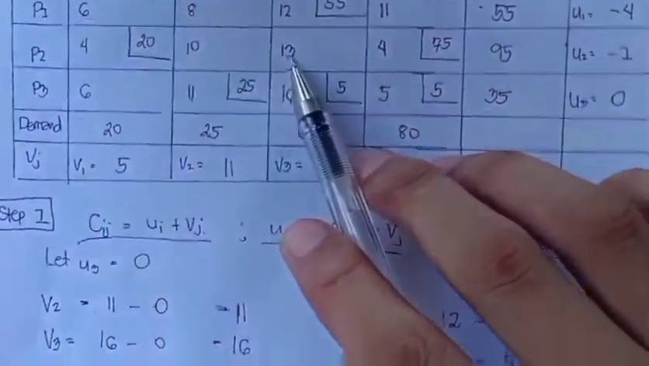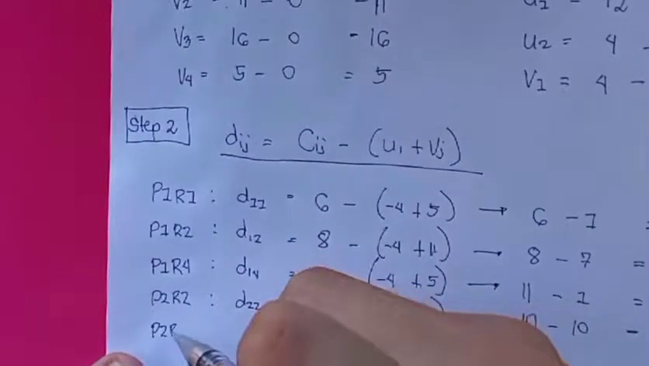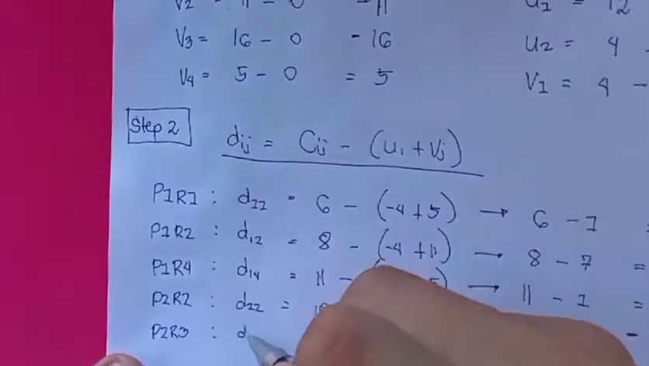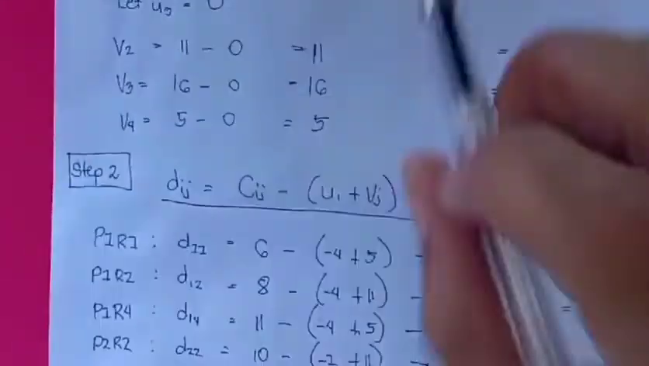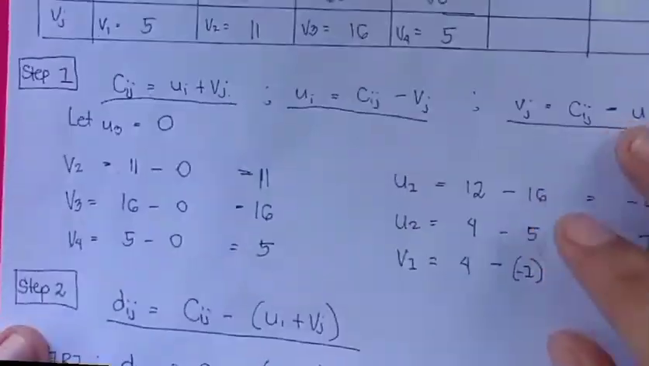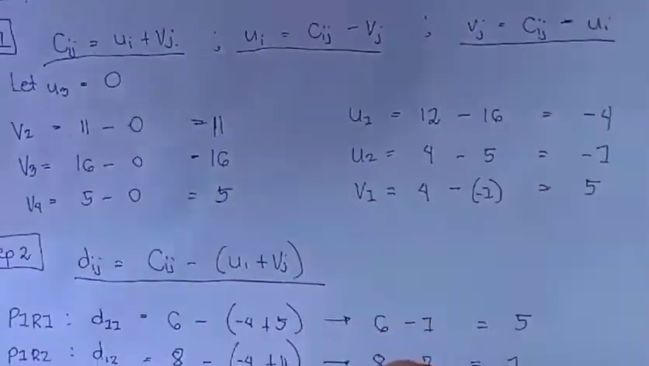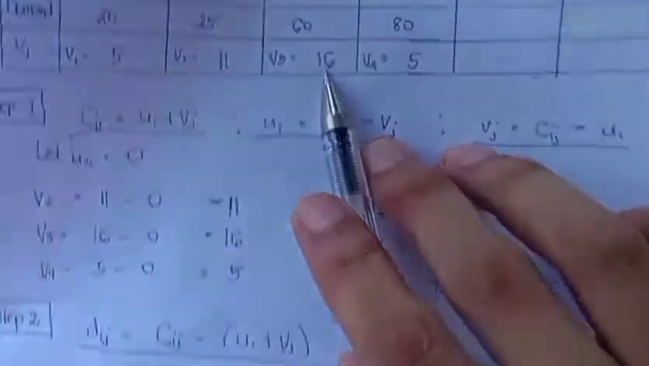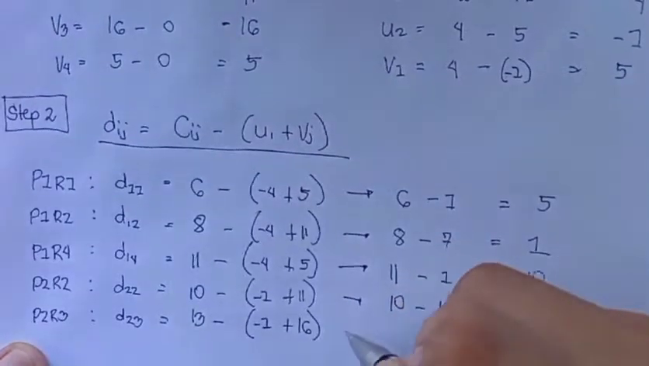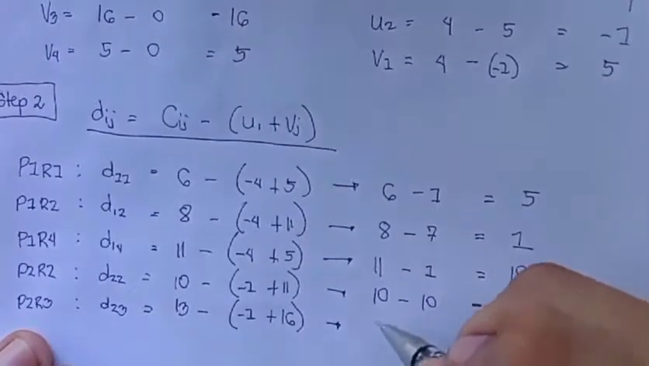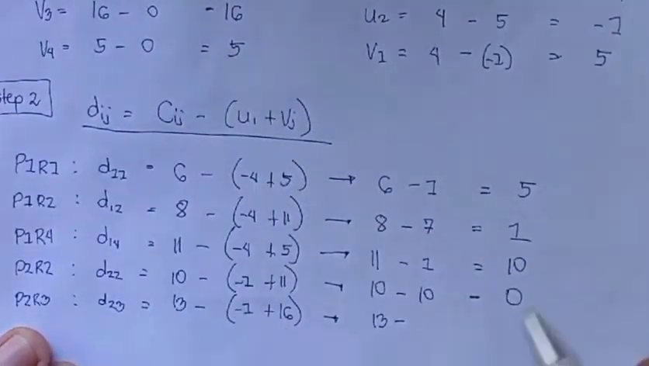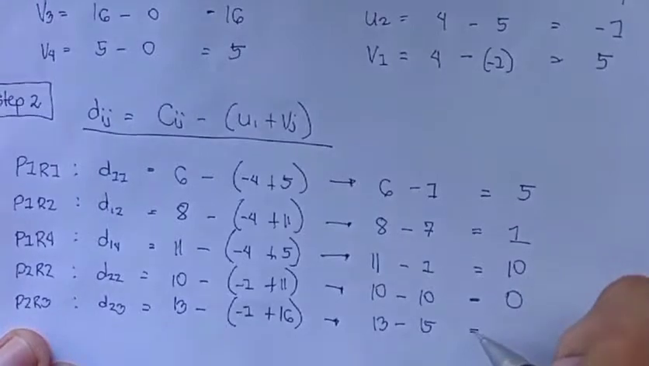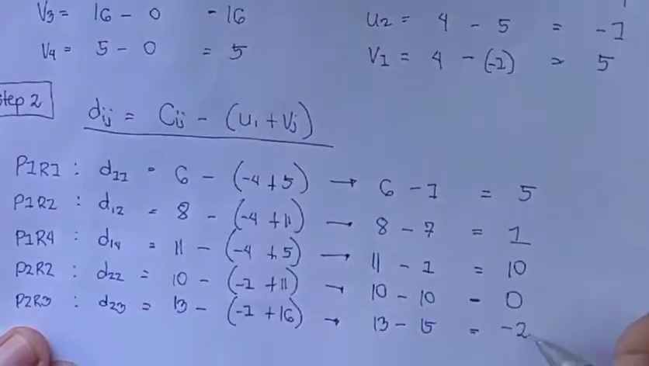Next, unoccupied cells here in P2R3, known as D23, is equal to the Cij, which is 13, minus our Ui, which is negative 1, plus our Vj, which is 16. So 13 minus negative 1 plus 16 is equal to 15. 13 minus 15 is equal to negative 2.